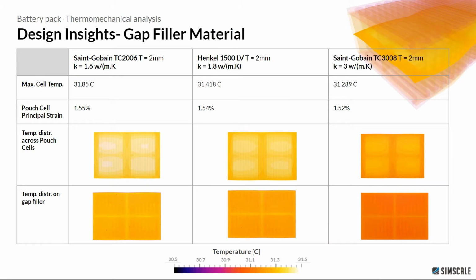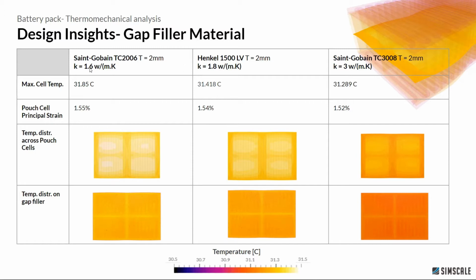If we take a look at some of the insights that we can extract from SimScale design studies, I've initially run 3 different gap filler materials, each with the same thickness. So I've got my 3 different gap filler materials with 2mm thickness. But obviously these materials have different conductivity values. I first wanted to have a look at what is the effect of just using a different gap filler material selection in terms of the maximum cell temperatures that you see in the pouch cells, as well as the amount of mechanical swelling due to those temperatures in the pouch cells themselves.